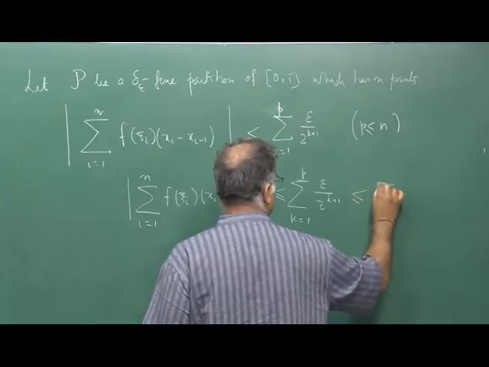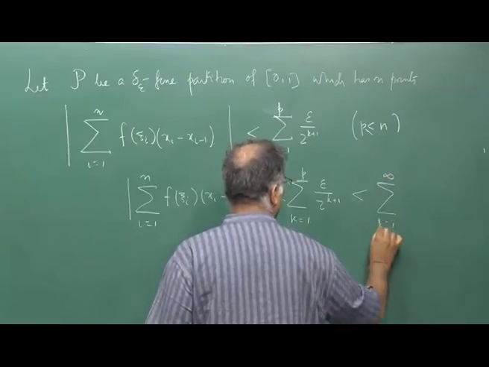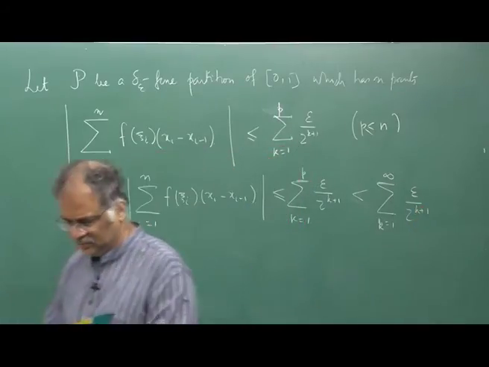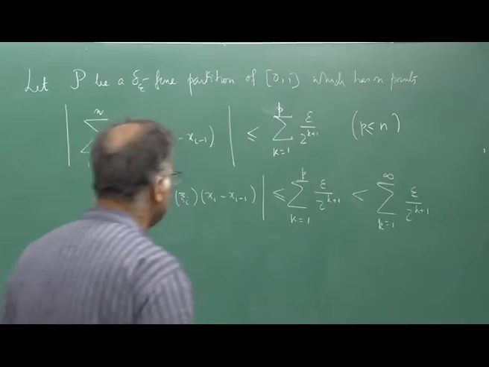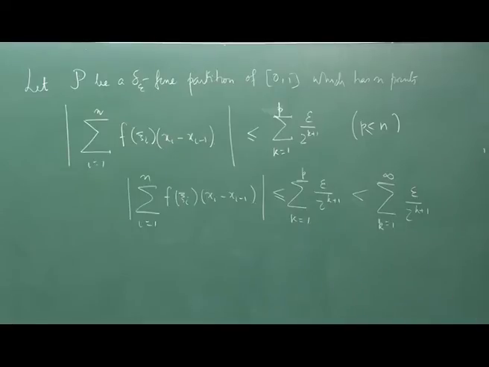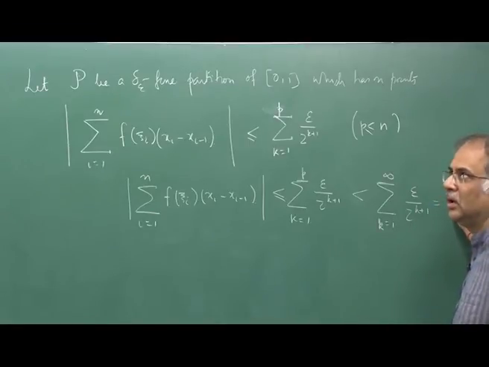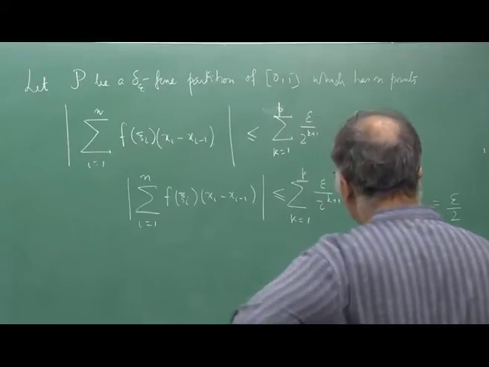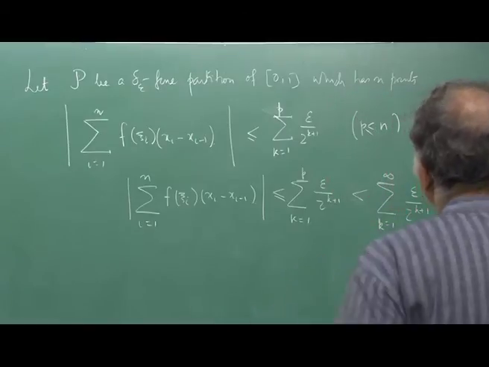This is strictly less than the sum over k equal to 1 to infinity of epsilon by 2^(k+1). Now, if you go by this, the GP series will become 1. So, this will be equal to epsilon by 2. It starts with half, plus half into 1, plus 1, so that would be 1, so it is half. So epsilon by 2. That is my chosen epsilon.